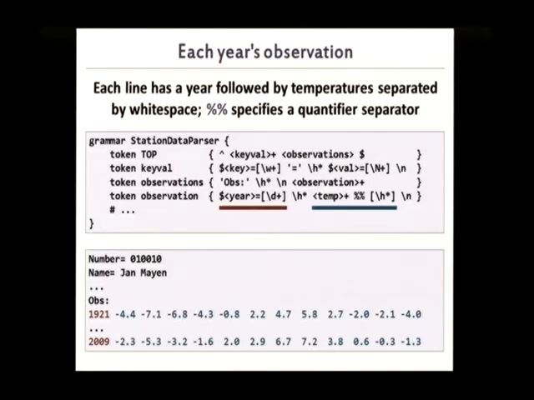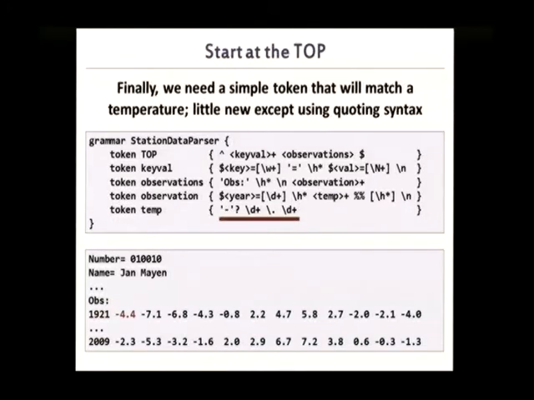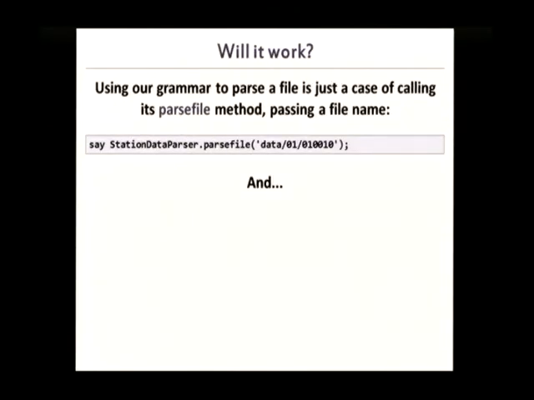All right, and then what's a temperature? It's maybe negative. It's a digit, a dot, and some more digits. And that's it. That is a complete description of how to parse this text. Okay? And it's nicely broken up into small pieces, so we can understand what each of the little bits does. So, the question is, will it work? Well, let's see.